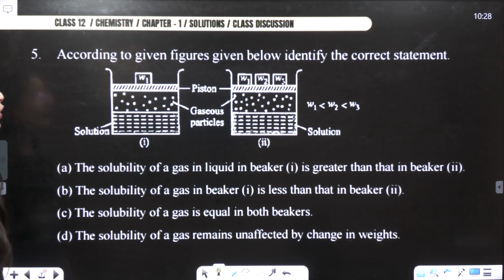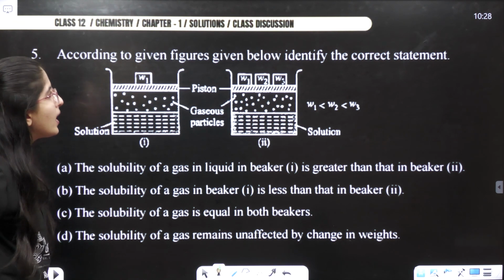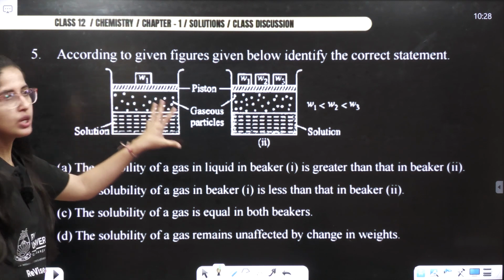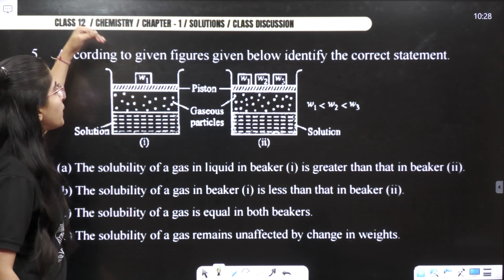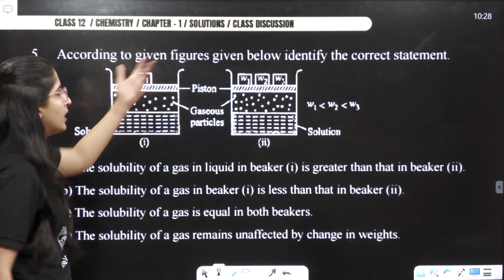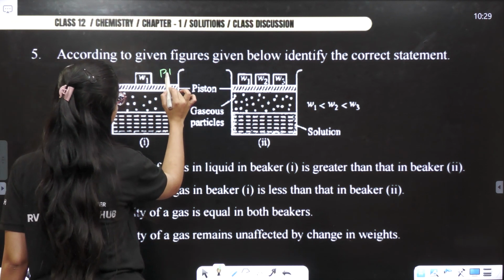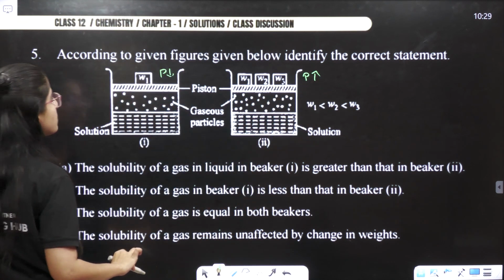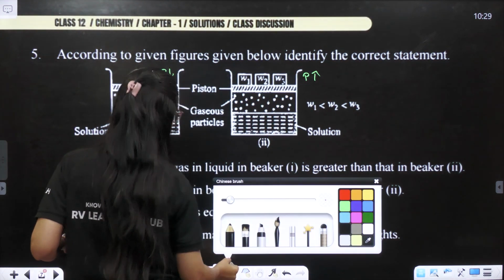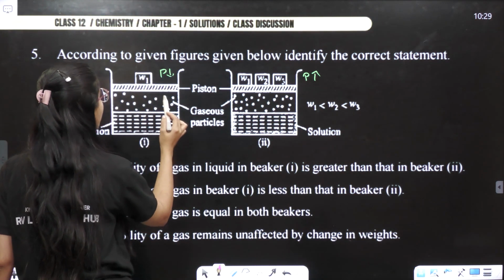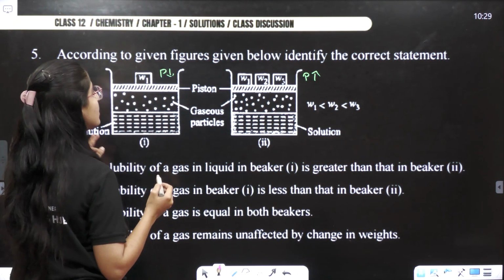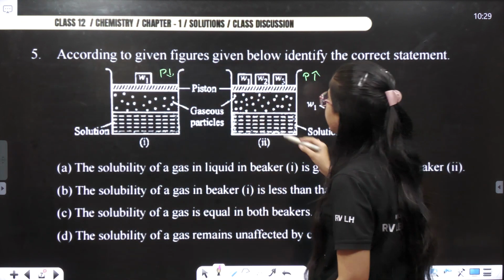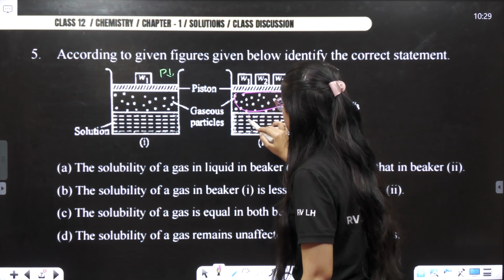Next question. According to the figures given below, identify the correct statement they are asking. So here when you observe this, you can clearly see that as weight increases, what will happen? Pressure will increase. So here pressure is less, and here there are 3 weights, so pressure is more. So when pressure is more, you can see what is happening: the gaseous molecules which are present inside the solution have moved less. So when weight increases, what will happen? These gaseous particles will come into the solution.